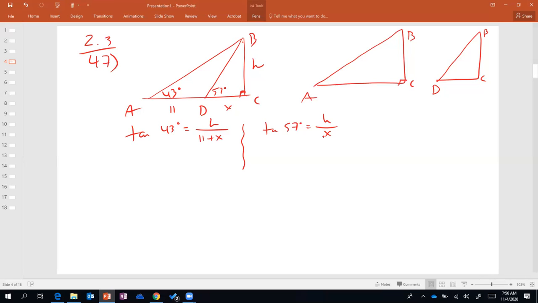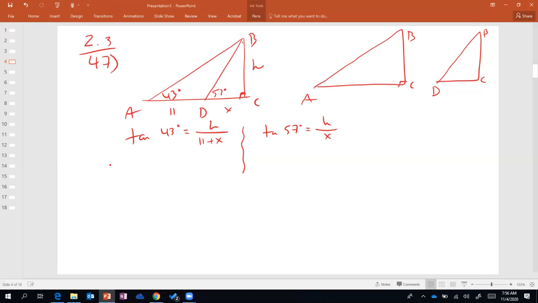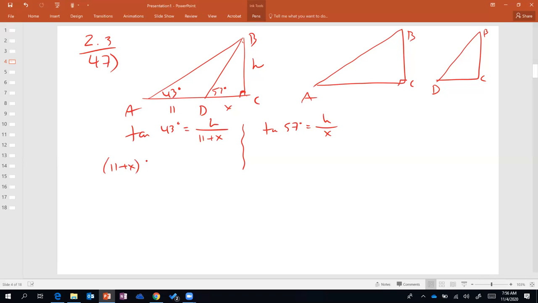Okay, so let's solve both of them for h. On the left-hand side, I'm going to multiply both sides by 11 plus x. On this one, I'm just going to multiply by x. Tangent of 57 is equal to h. Perfect. H is equal to that, h is equal to that. Therefore, I know that these pieces are equal to each other.